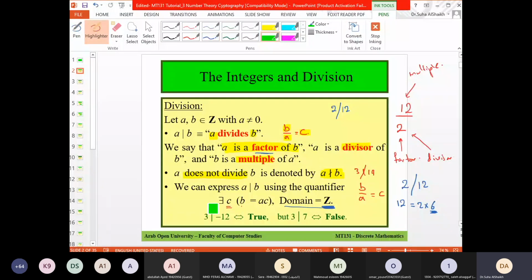Example, I have 3 divides minus 12. This is true لأن ال minus 12 على 3 is minus 4. لكن does 3 divide 7? لا, it does not. So we say 3 divides 7 is إيش? False here. You got that?